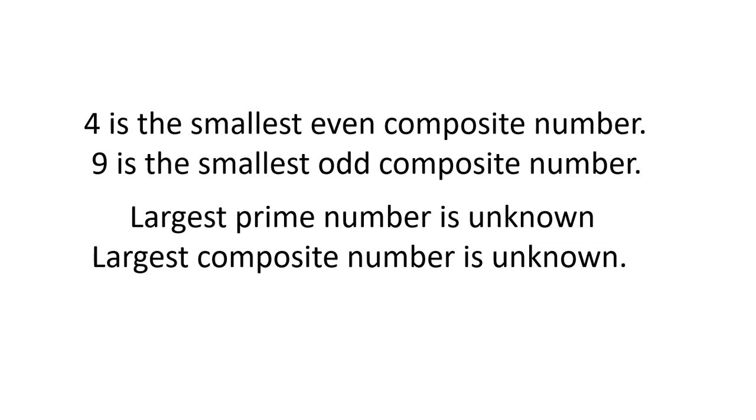After 4 comes number 5. 5 is a prime number. After 5 comes 6, which is a composite number, but 6 is an even number. After 6 comes 7. 7 is again a prime number. After 7 comes 8, which is a composite number, but 8 again is an even number. So that is why 9 is the smallest odd composite number.